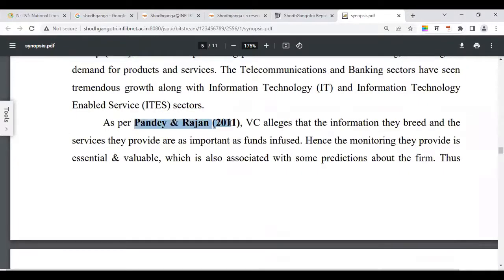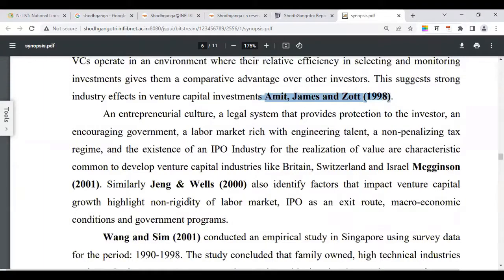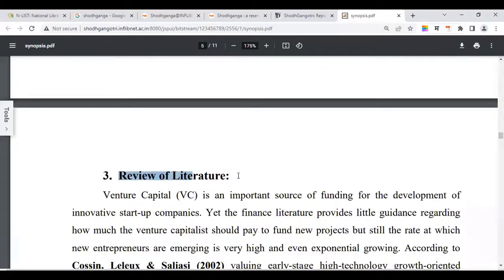For example, Pandya and Raj in 2010 have written something on venture capital. Like this, my friends, for example, in 1998 someone has said something. So this is nothing but the review of literature. You have to find such literature on the basis of your topic. I'm going to show you how to find your review of literature, from where you will find your literature, or I can say from where you will find your information. You don't have to copy from anywhere else. You can take your own research, your own topic. It's very easy to find the information.